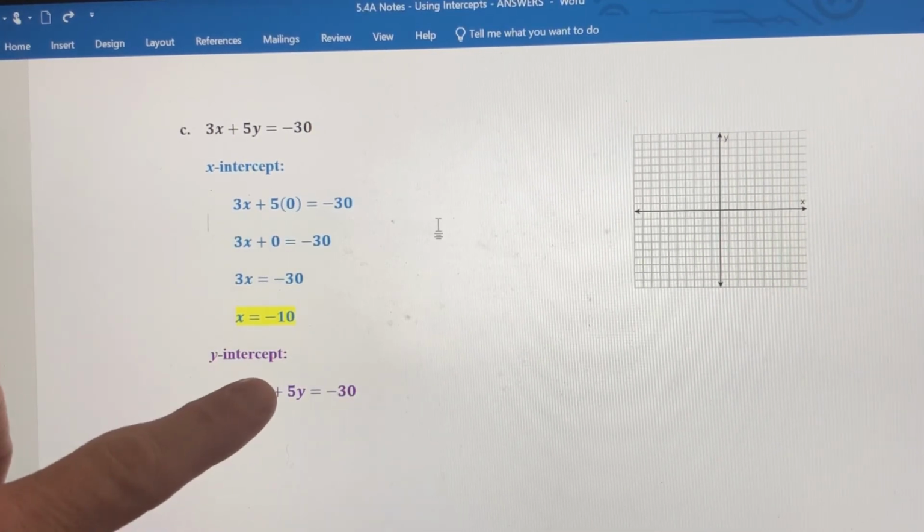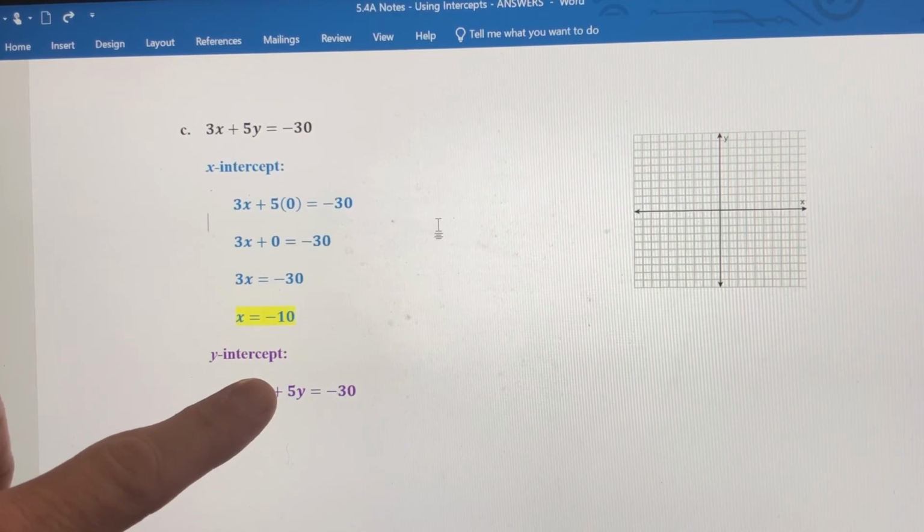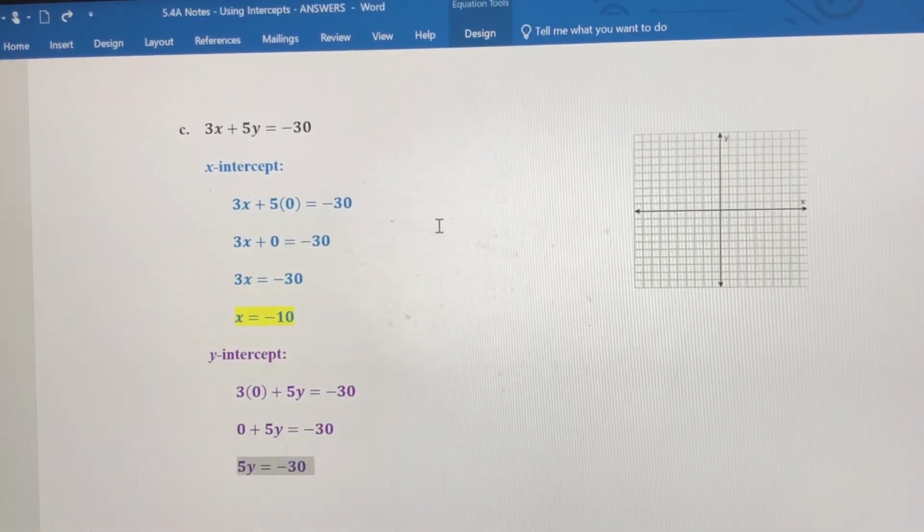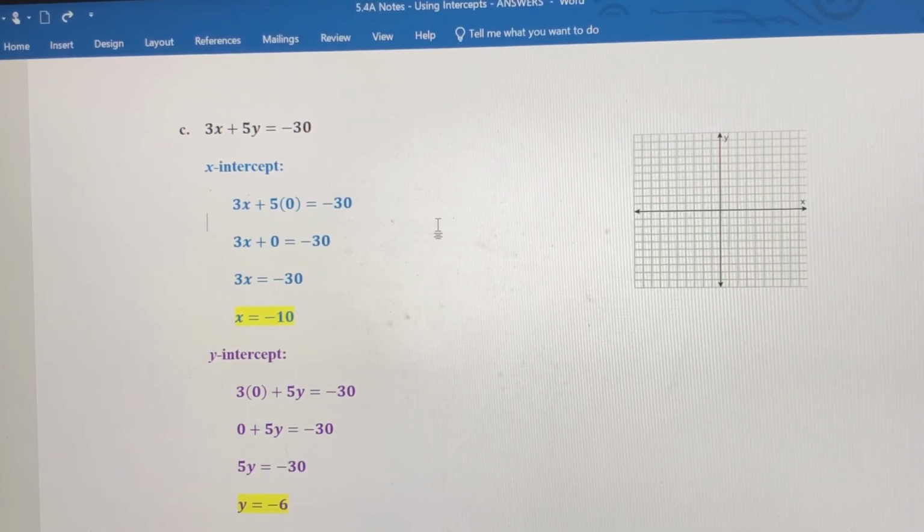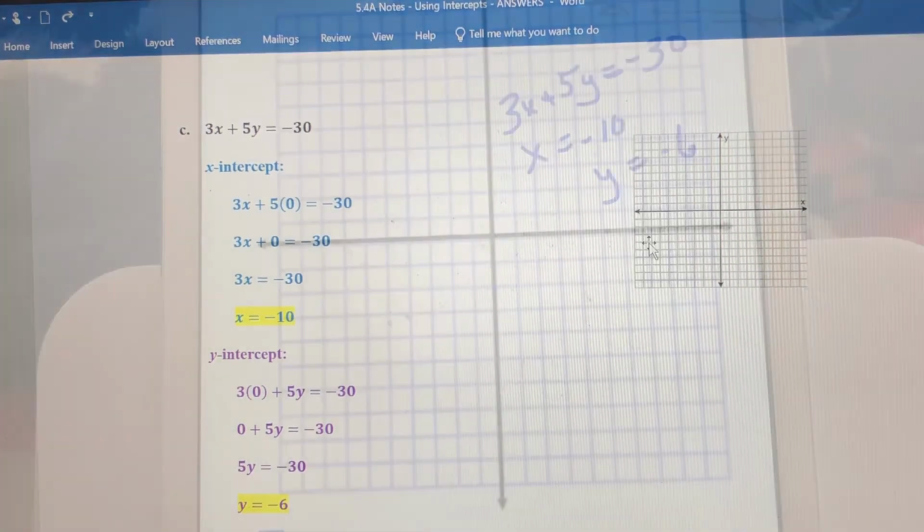For the y-intercept, replace x with 0. Again, if you cover that up, you can see what equation is left over: just 5y equals negative 30. Then we divide both sides by 5, so y equals negative 6. So our x-intercept is over here at negative 10, and our y-intercept is down here at negative 6, so our line's going to look like that. Let's go graph that one real quick.